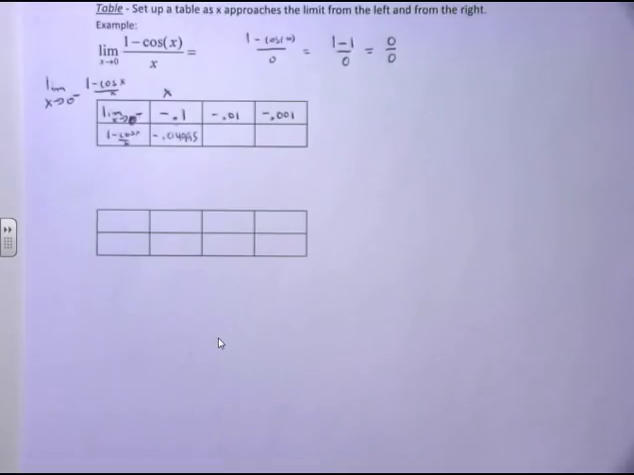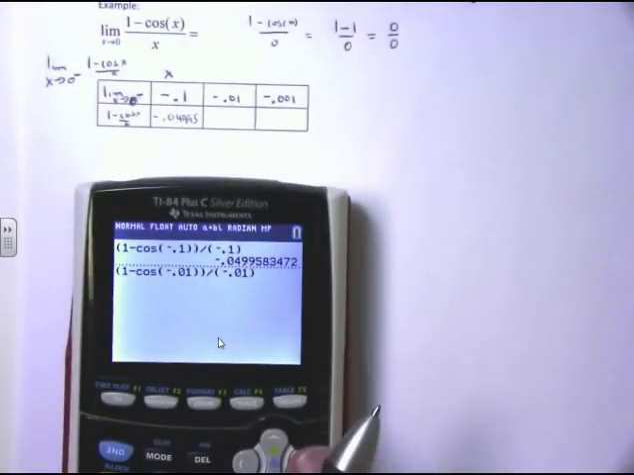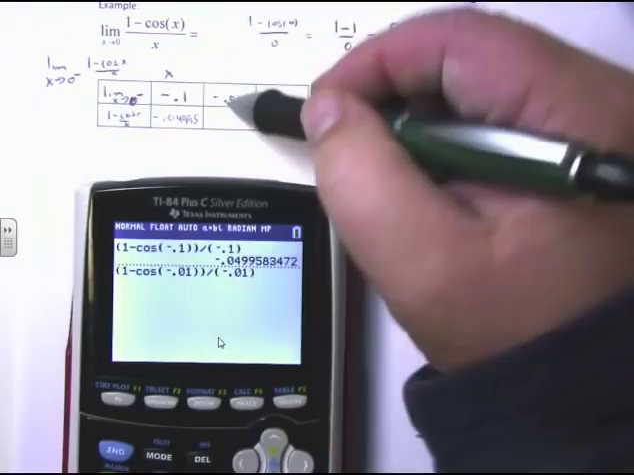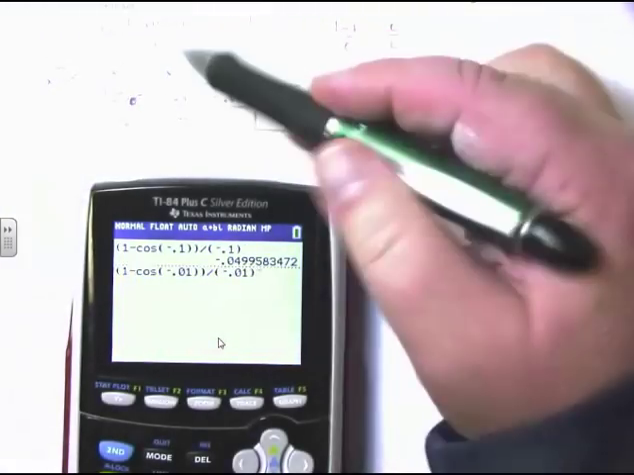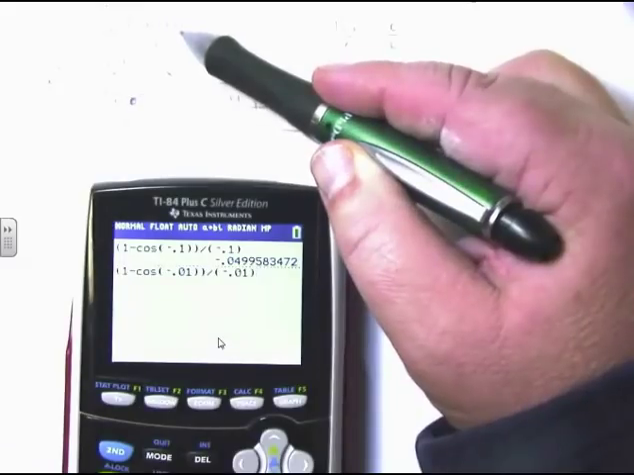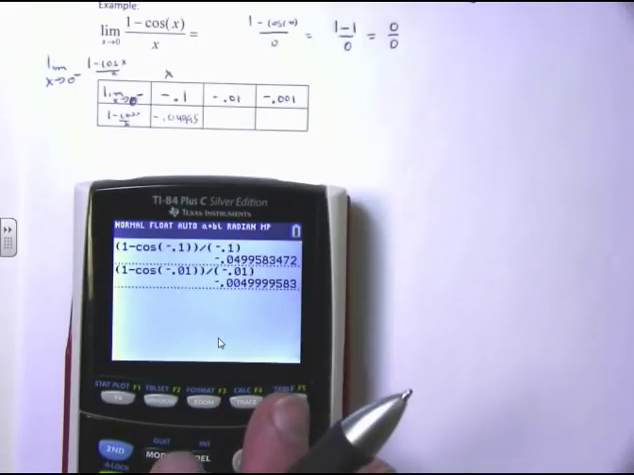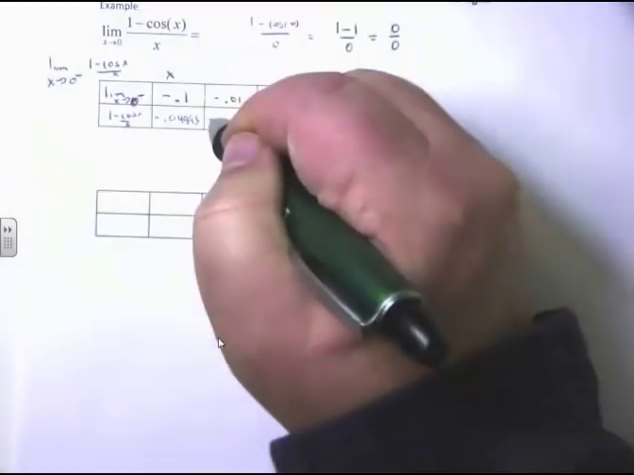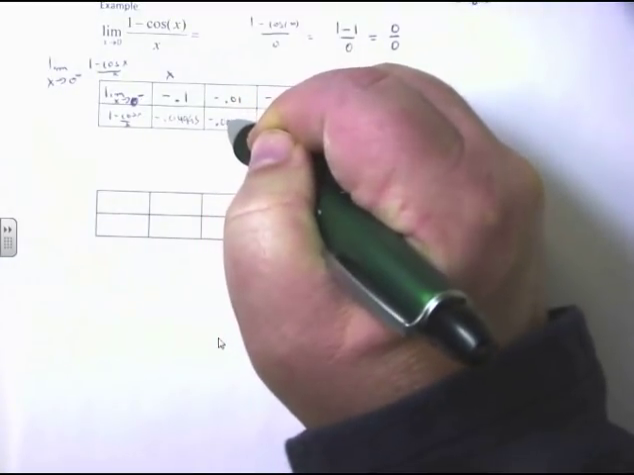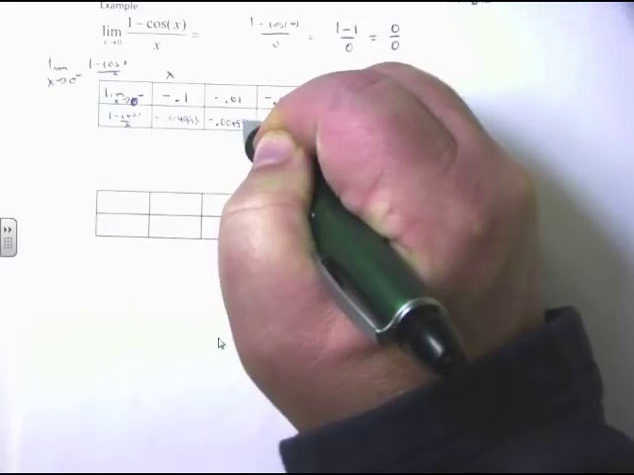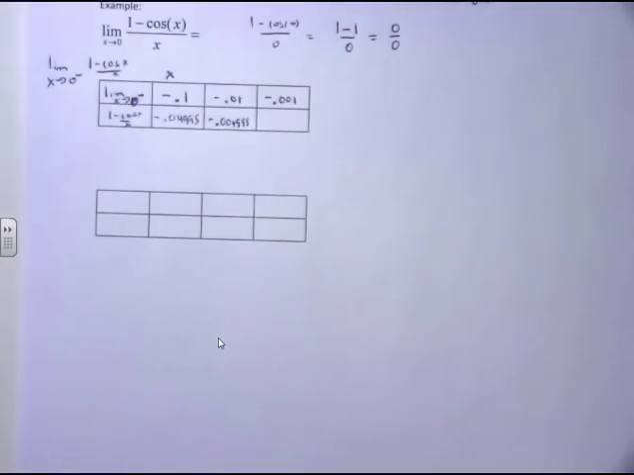negative 0.01. So I'm going to do this off screen here just to save some time. Here we go. So now I've plugged into my function negative 0.01 for x. So it's going to be 1 minus the cosine of negative 0.01 divided by negative 0.01. What do I get? Negative 0.004999958. So this is negative 0.004999.